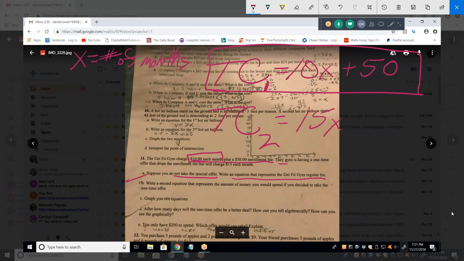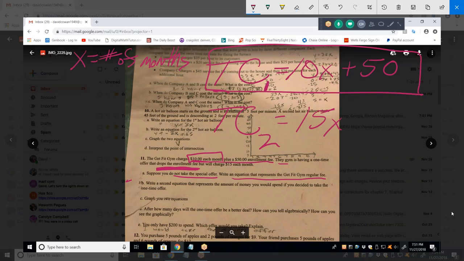No, what does that say right there that I'm underlining? Read it. Offer that drops the enrollment fee. Okay, hold on. What does that mean? It's not $50. How much is it? Zero. So it's plus zero, which means you don't need to write it. In other words, the equation for the second deal is 15x. It's still in the form of y equals mx plus b. It's just that b is zero. All right.